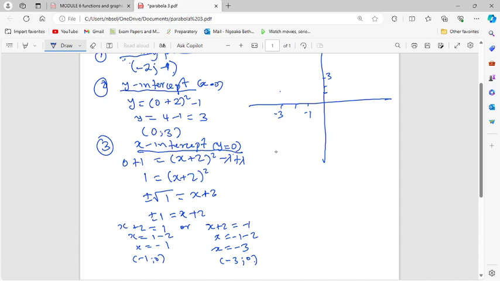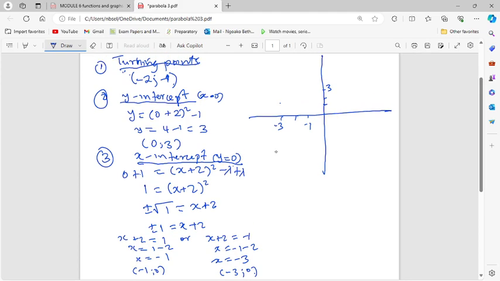Then now, what is left? We need the turning point. So the turning point is minus 2 and minus 1. So we can have the turning point here. And the graph, this point and at this point.